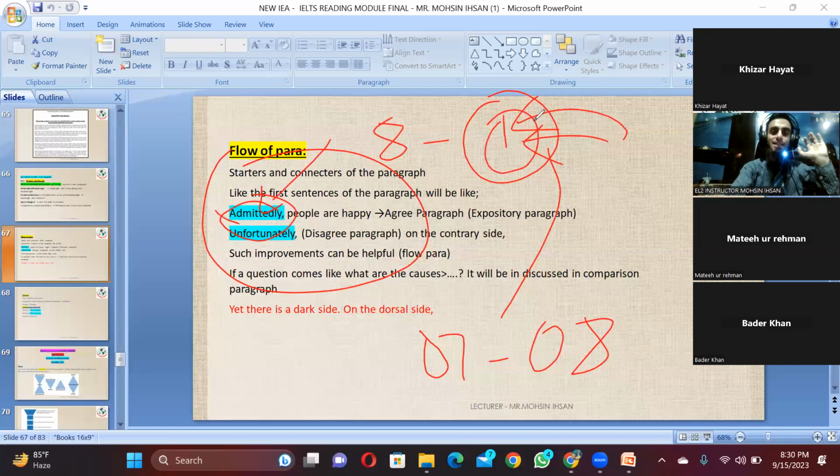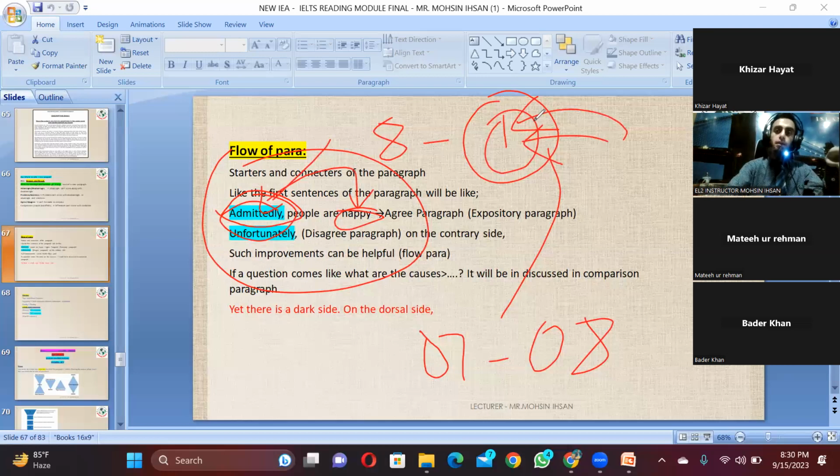Because if a sentence starts with "admittedly," it means it is sharing some ideas related to positivity. Agreement statements are going to be shared in this very paragraph. If the word "admittedly" is there, or "on the brighter side," or "on the right hand," it means some additional good ideas are going to be shared.